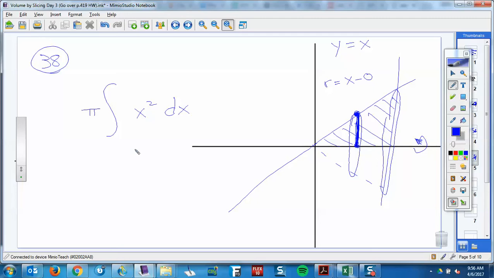And the strips go from what to what? 0 to X. Or, yeah, 0 to H, because this right here is the height of that cone, right? So this distance here has to be H. So the strips, if it's the line Y equals X, we create a cone. We just do this, 0 to H.